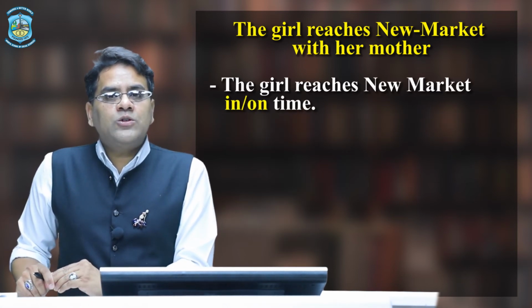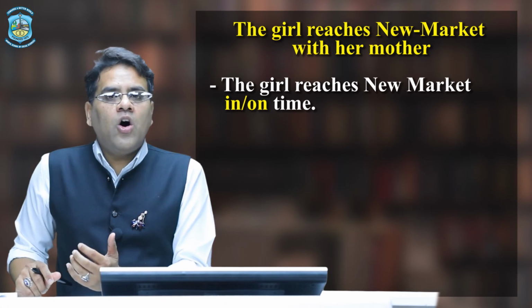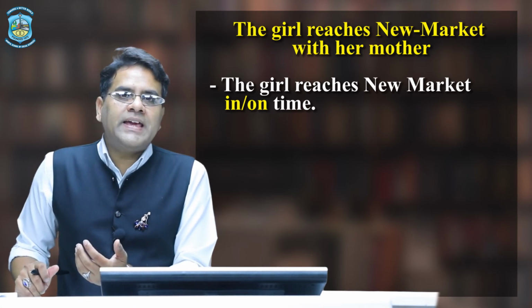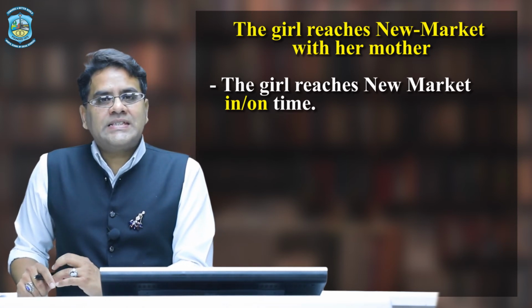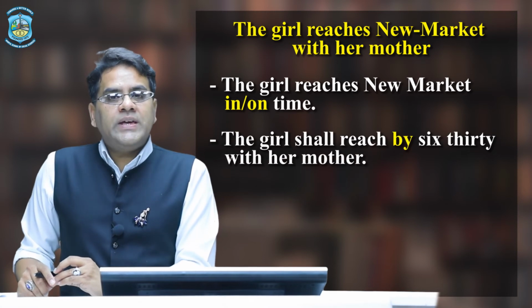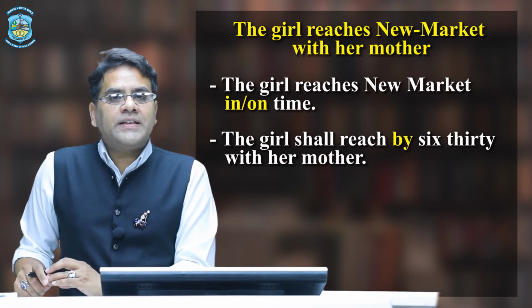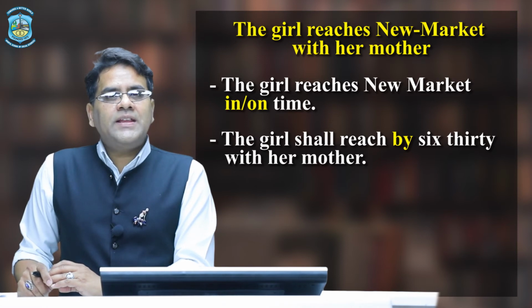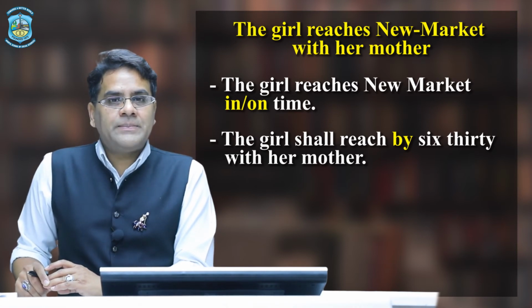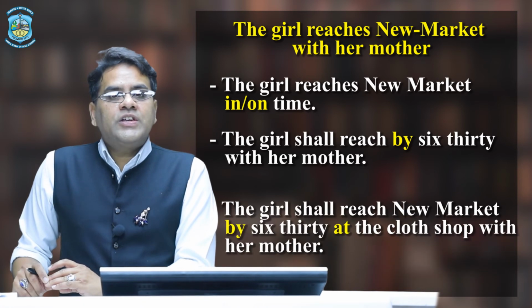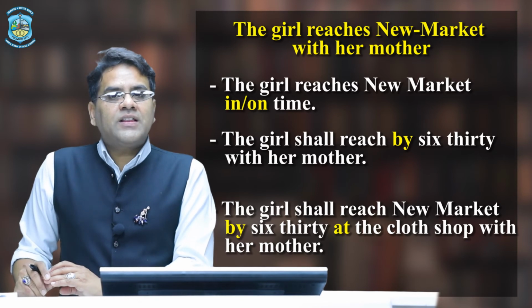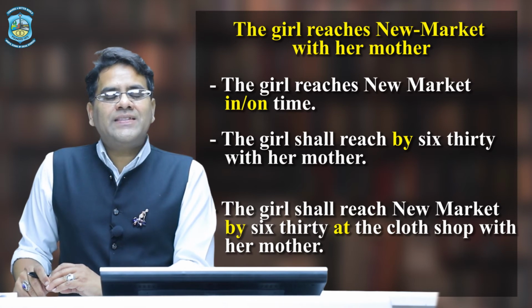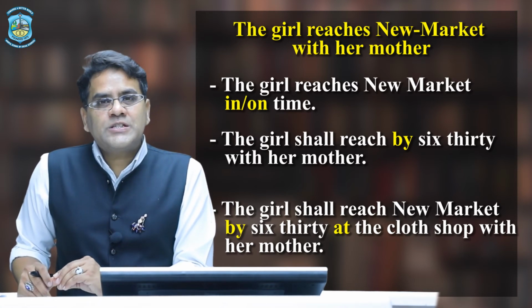The girl reaches Newmarket in or on time. Either preposition can be placed. It will not do any harm to the statement. The second statement: The girl shall reach by 6:30 with her mother. What is the preposition in this statement? The use of by. Third: The girl shall reach Newmarket by 6:30 at the cloth shop with her mother. This was the lengthy version, and you can see there are multiple uses of prepositions in this particular statement.